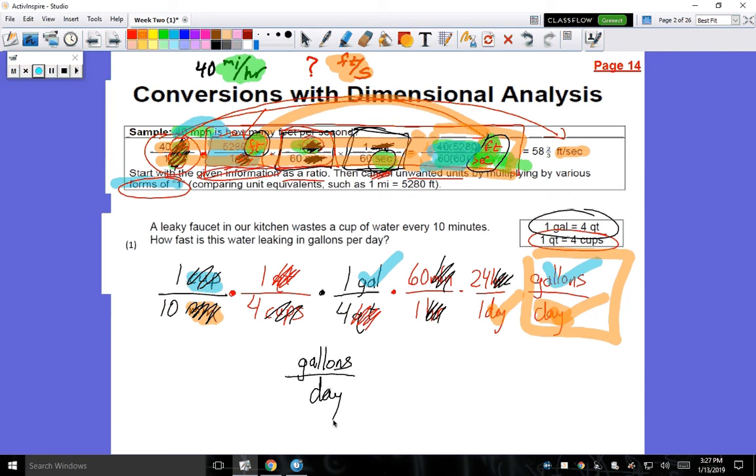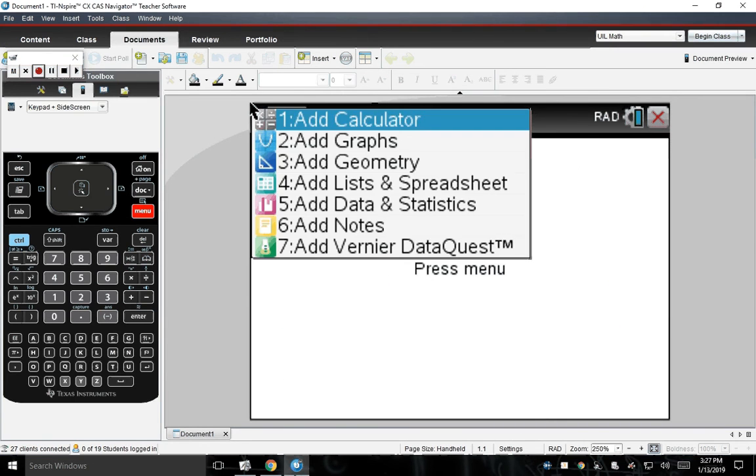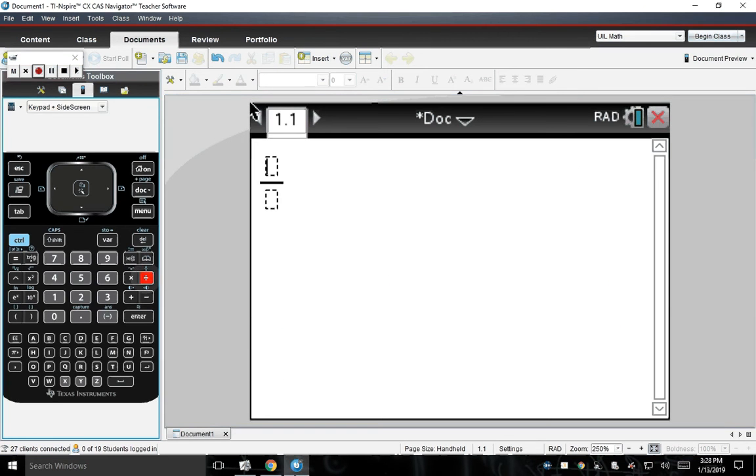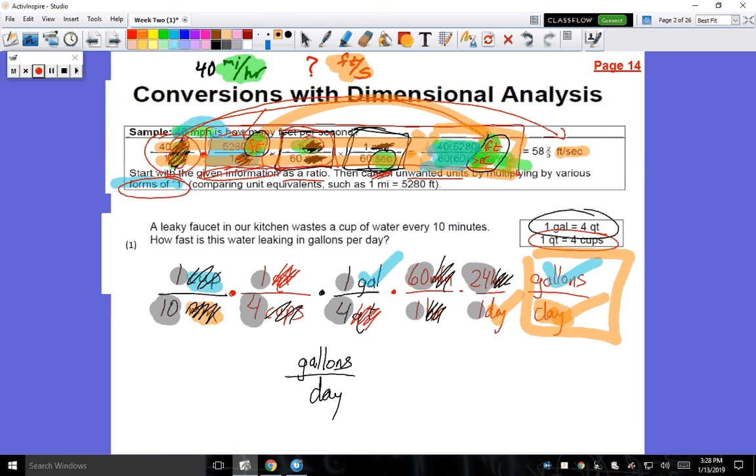And all I have to do is just multiply all of these numbers as far as what I have. I have 1, 60, and 24. And then we have 10, 4, 4, 1, and 1. So the ones are negligible. We don't have to use those. But I can go ahead and go to my calculator, control divide, and create this big fraction.